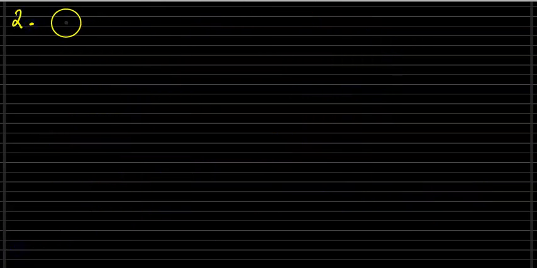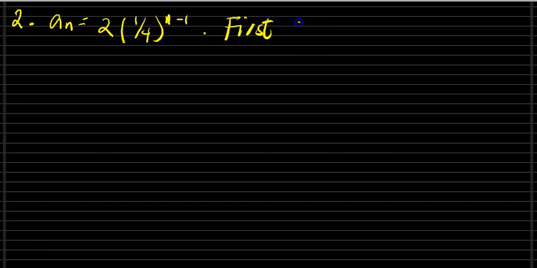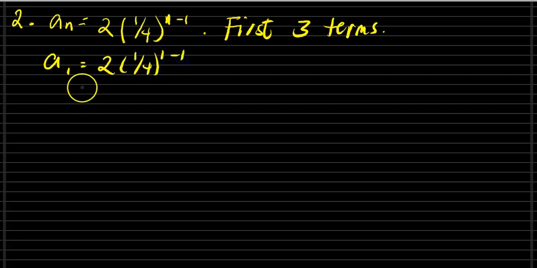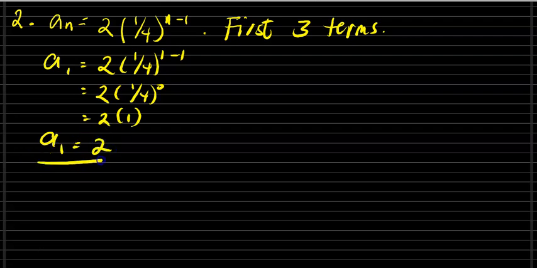One more example. You are given this explicit formula: a sub n is equal to 2 times 1/4 raised to n minus 1. Here we're going to find the first three terms. So a sub 1 is equal to 2 times 1/4 raised to 1 minus 1. We know that's going to be 0, so 2 times 1/4 raised to 0. It will always be 1. So 2 times 1 will give you a sub 1 is going to become 2 only.